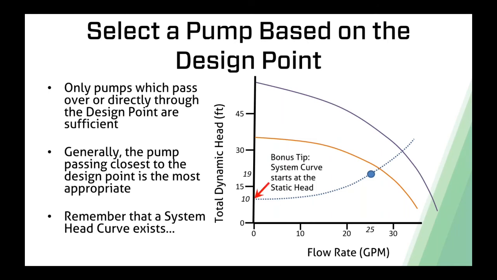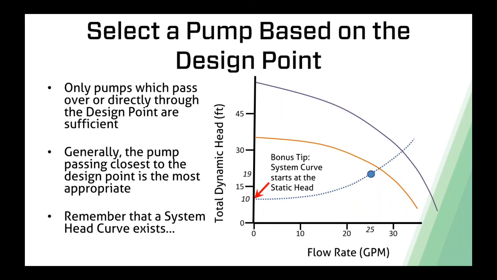So here is the bonus tip. First off, the design point that we came up with, that 25 gallons a minute at 19 feet of total dynamic head, that is a point on that system head curve. The other thing to understand is that the system head curve is going to start at the elevation of the static head. And in this application, our static head was 10 feet. So that's where that curve is going to start. And with just those two pieces of information, you can kind of eyeball in what your system head curve is going to look like. Again, it's going to come off of that vertical axis perpendicular, and it's going to swing up and it's going to arc through the design point.